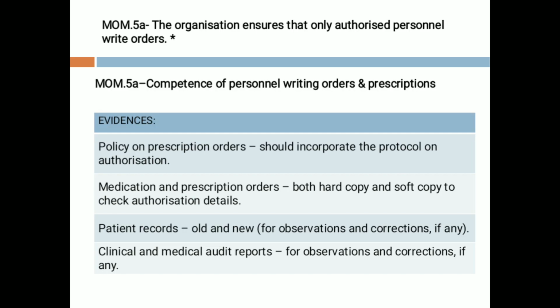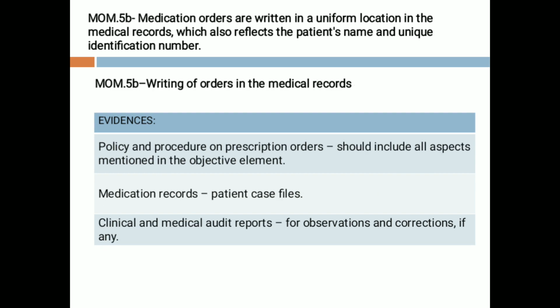Objective element MOM 5A speaks about competence of personnel writing orders and prescriptions. Evidences: policy on prescription orders should incorporate the protocol on authorization. Medication and prescription orders, both hard copy and soft copy, to check authorization details. Patient records, old and new, for observations and corrections if any. Clinical and medical audit reports for observations and corrections if any.